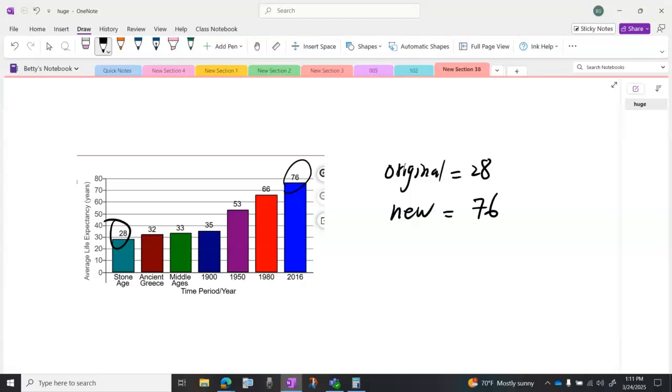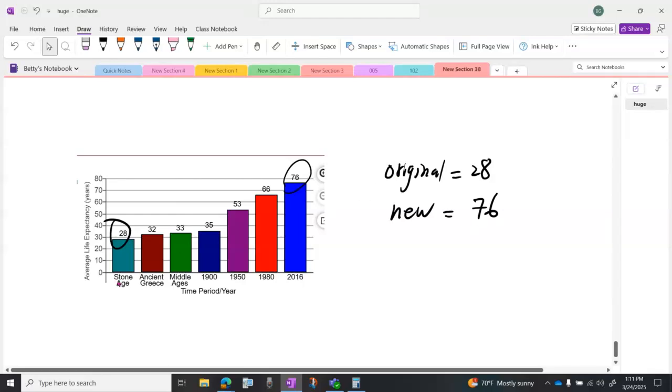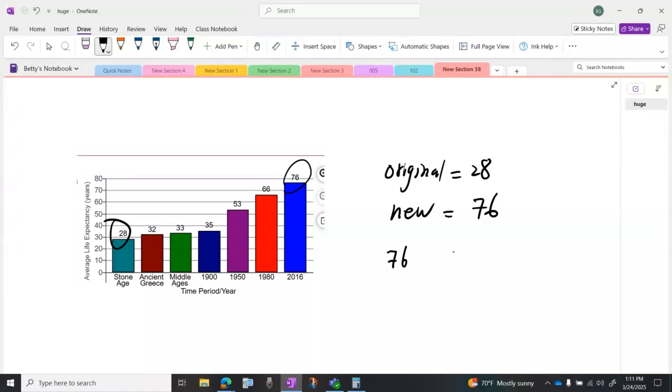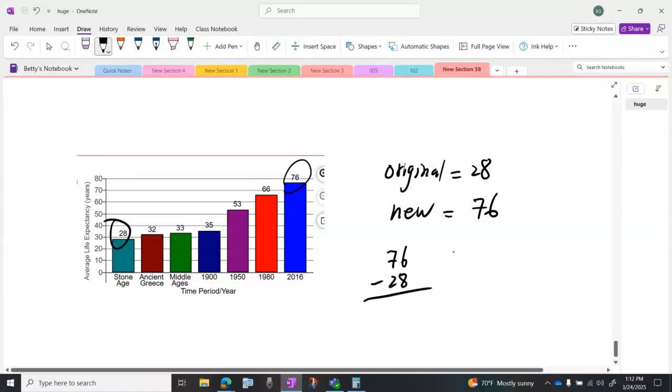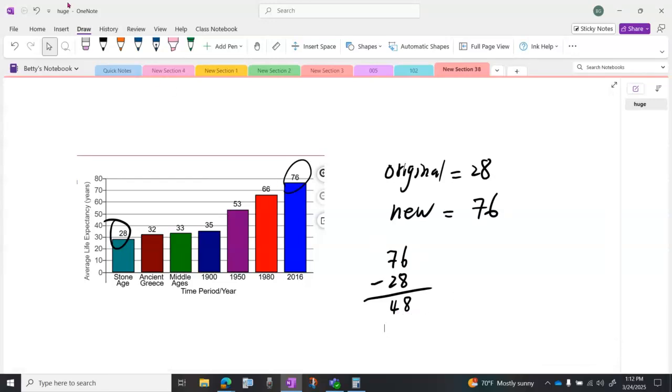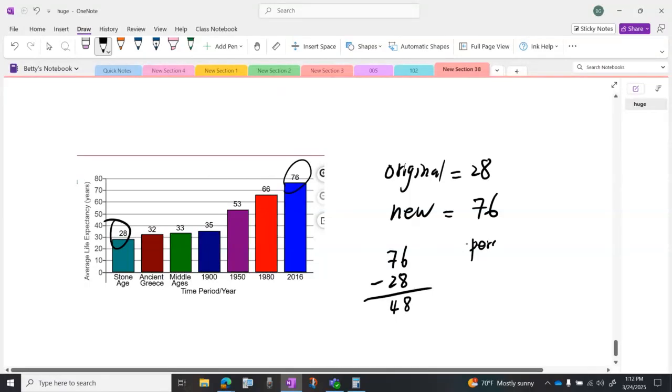So very naturally, you want to know from Stone Age to 2016 how much the life expectancy has gone up, has risen, right? So you want to use 76 minus 28 to figure that out. And we have 48. So from the Stone Age to 2016, the life expectancy has risen 48 years. And then we want to know the percent increase.